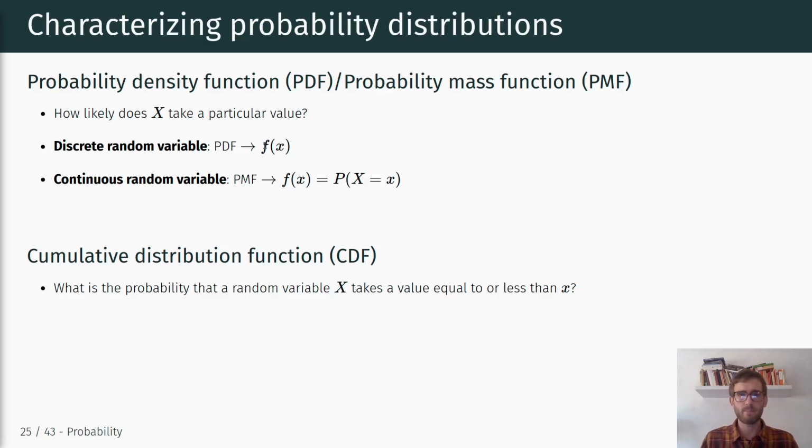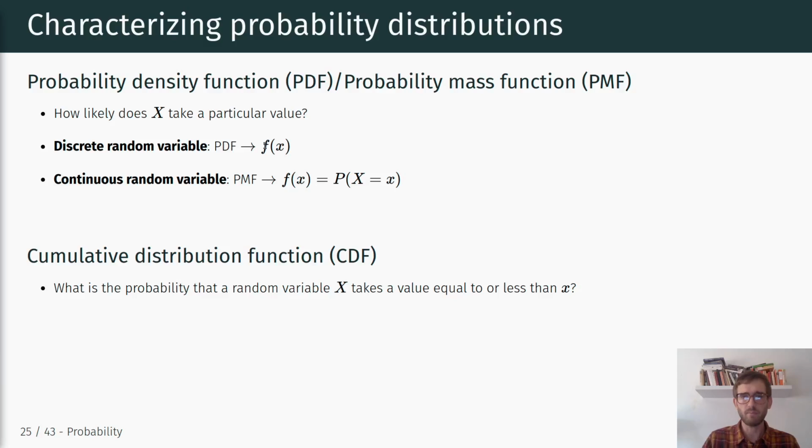The next distribution that we can use to characterize these probability distributions is the cumulative distribution function. And the question this cumulative distribution function answers is, what is the probability that a random variable x takes a value equal or less than x, right?